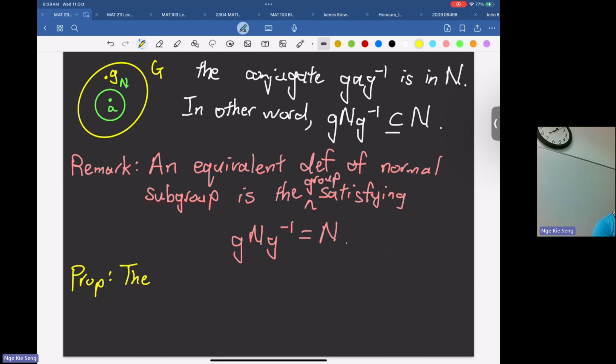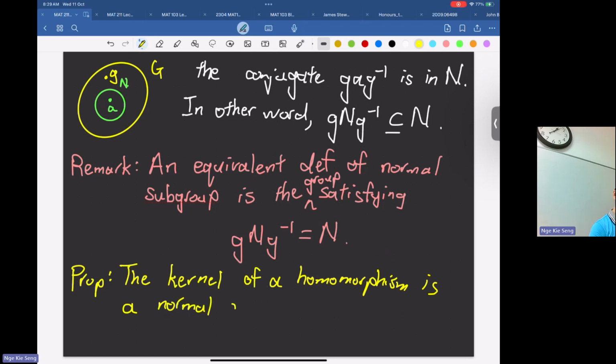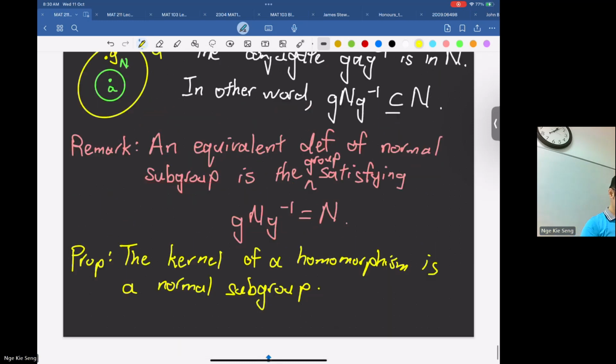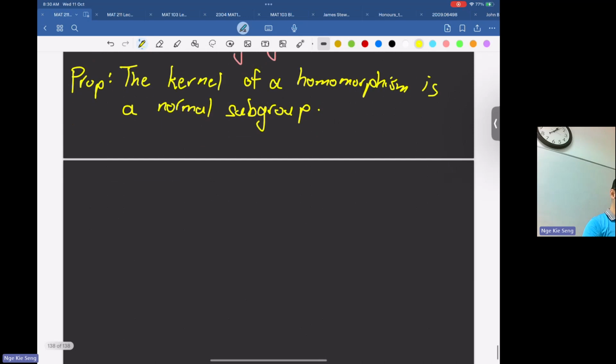Okay, so the next thing we'll do is: the kernel of a homomorphism is a normal subgroup. Okay, so you need to try and guess ahead. The kernel of a homomorphism is a normal subgroup.